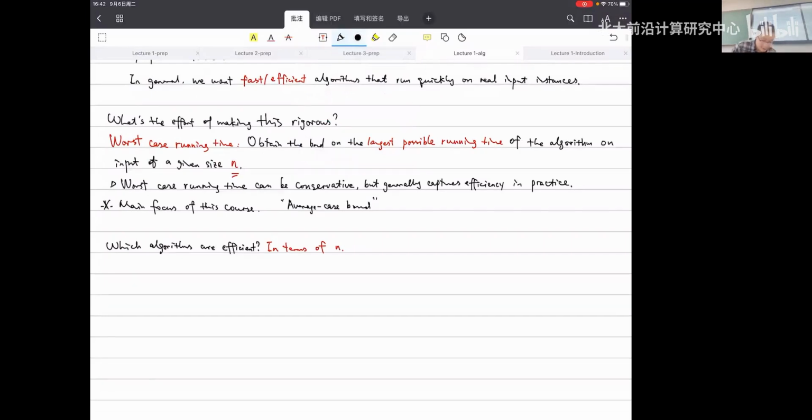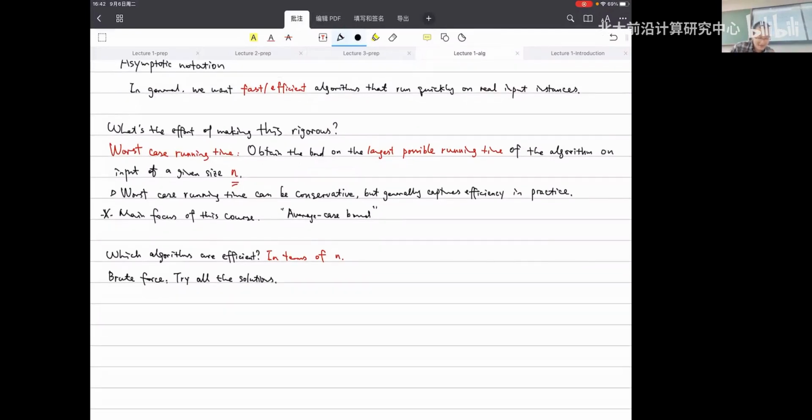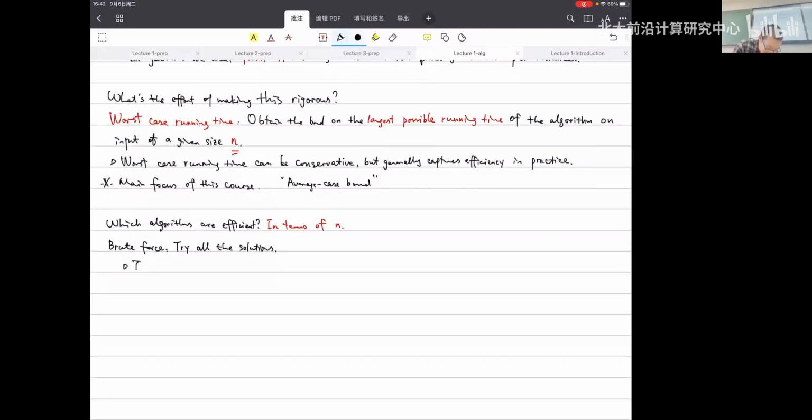So one thing that we want to emphasize is that in a lot of algorithms, in a lot of problems, there is always an approach called brute force. You just try all the solutions. This sounds doable, but this is actually not so good in general, because typically it takes time at maybe, for instance, 2 to the n, or worse, for inputs of size n.